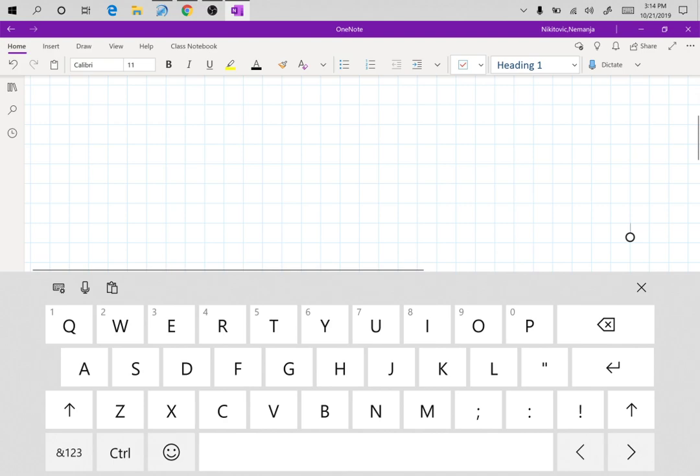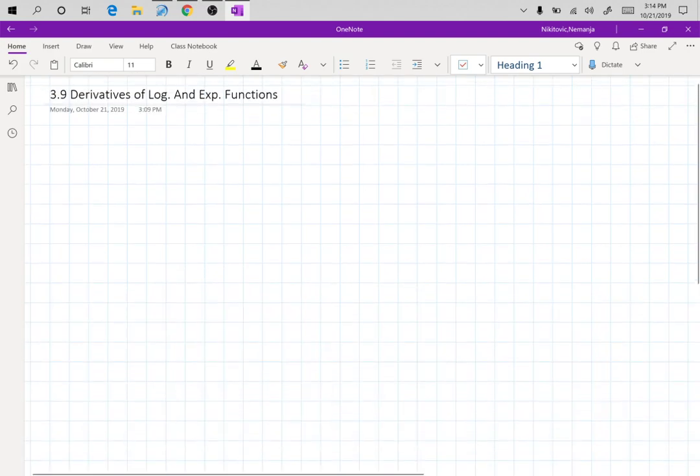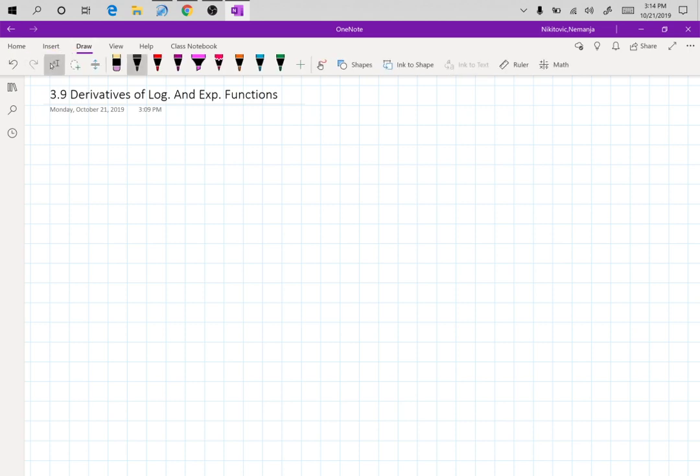Hello and welcome back to Calculus 1 section 3.9 on derivatives of exponential and logarithmic functions. Logarithmic, exponential, whatever. We'll do exponential first, because that's easier and faster. And then we'll deal with logs. So here's the title. Exponential function.